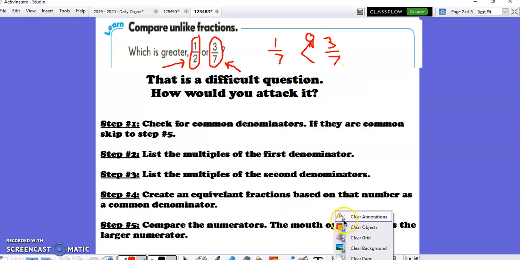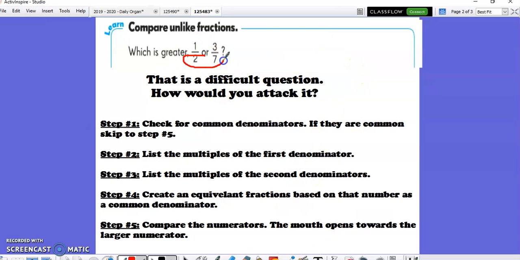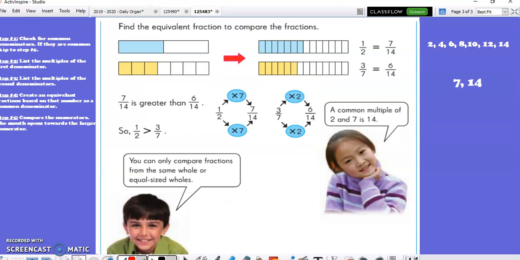However, we have an issue. These denominators are not the same, which means I cannot skip right to 5, and I must go to step 2. List the multiples. Then list the multiples of the second number. That means I'm taking the number 2, and I'm skip counting by 2. And then I'm taking the number 7, and I'm skip counting by 7. Finally, I create equivalent fractions, which is what we learned last week, and then I'm able to compare the numerators of the brand new fractions with common denominators and go from there.